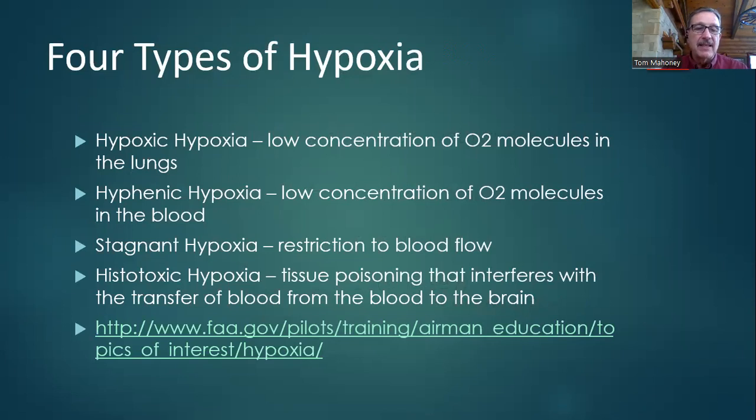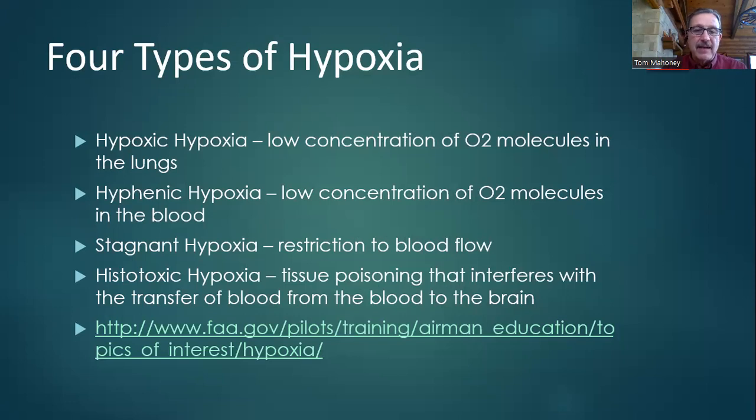4 types of hypoxia. We have hypoxic, hemic, stagnant, and histotoxic. They all are a little bit different. They all affect us in different ways. But for example, hypoxic hypoxia is the one that we as pilots think of as being the most common. It's the result of having low air pressure and being unable to absorb oxygen into our lungs. It happens at high altitudes, and it's the one that we typically think of as pilots.